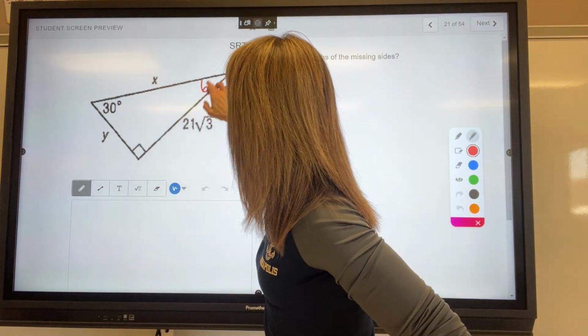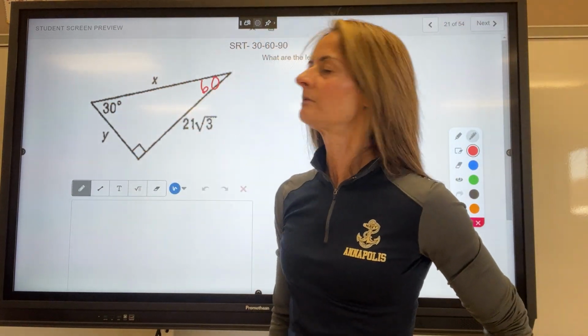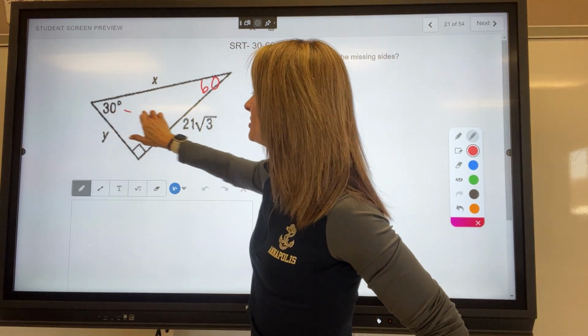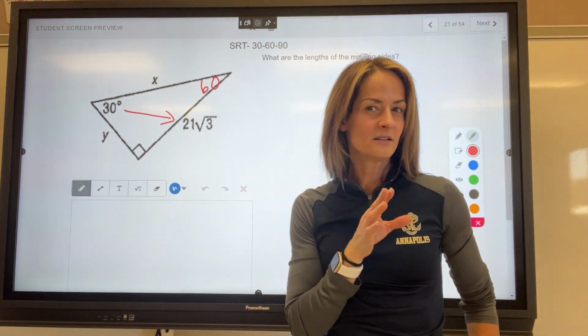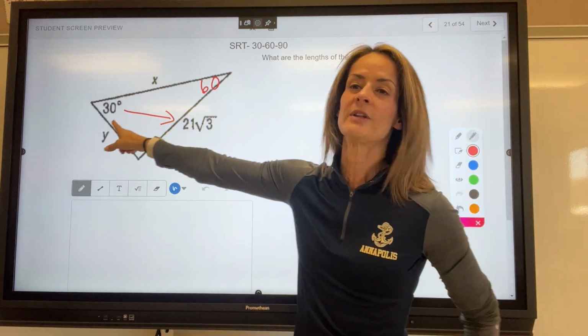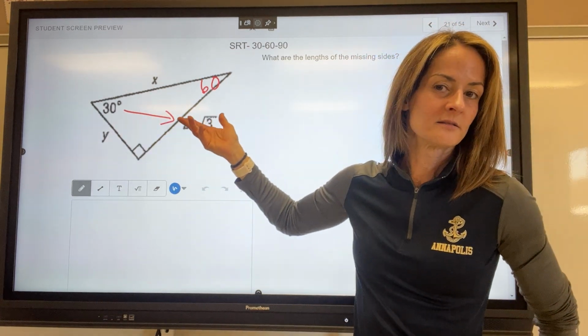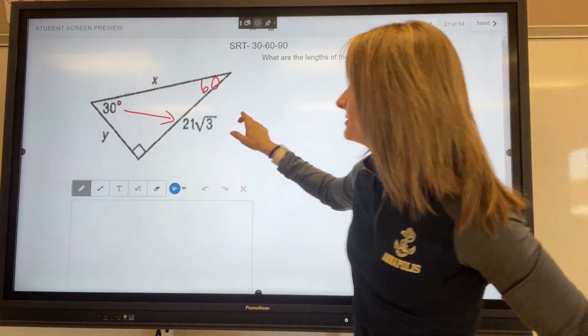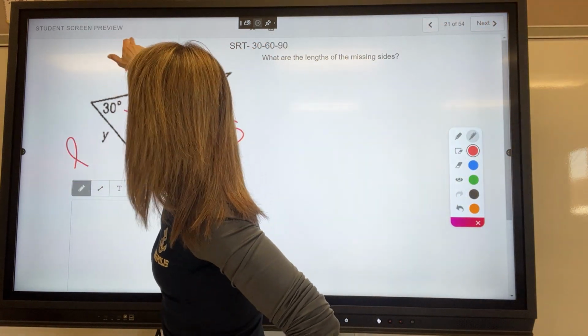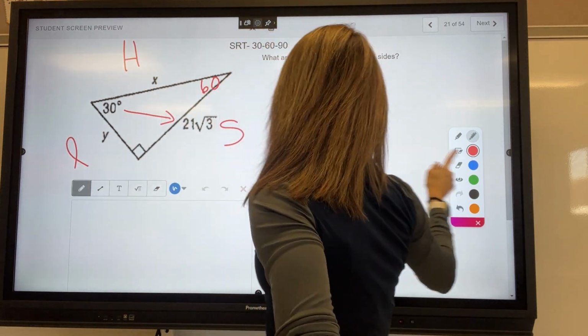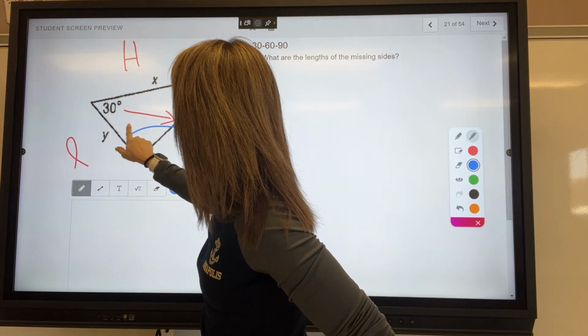30, 60, 90 triangle. The side they gave us is across from 30 degrees. Even though in the diagram it looks like it's the longest side, it's not because it's across from the 30. So we have to go with what they tell us. So here's the short side. Oh, that's nice, they gave us the short side. So we can multiply it by the square root of 3 to get the long side.